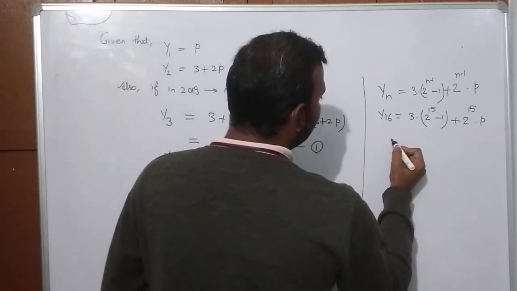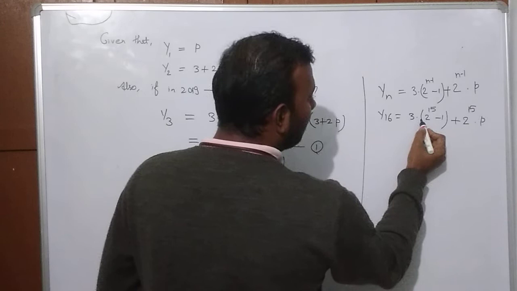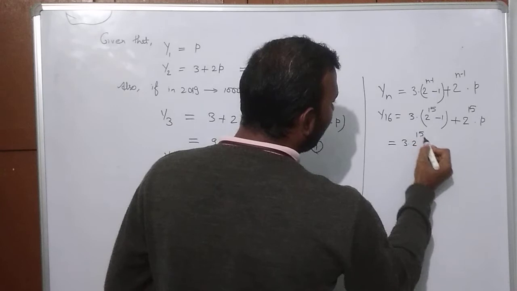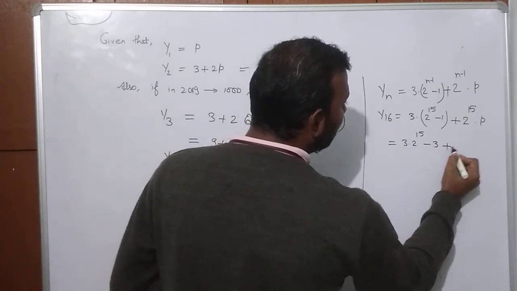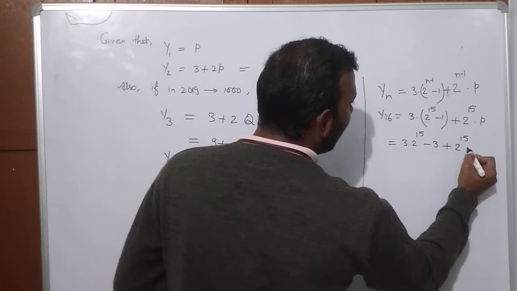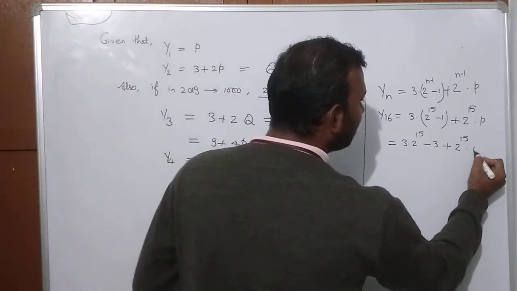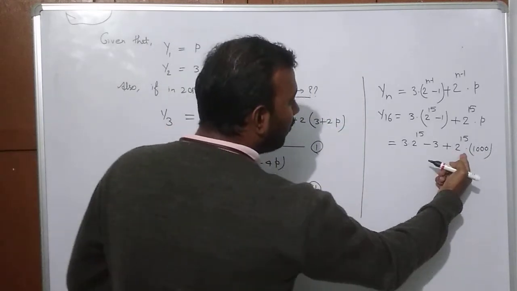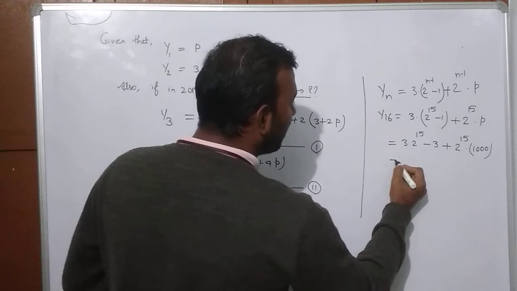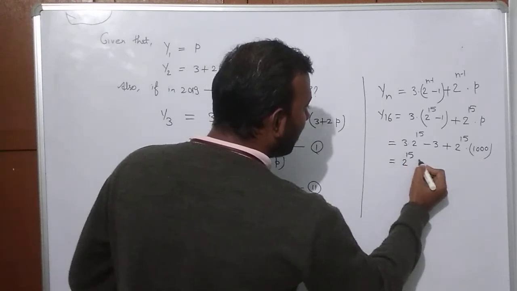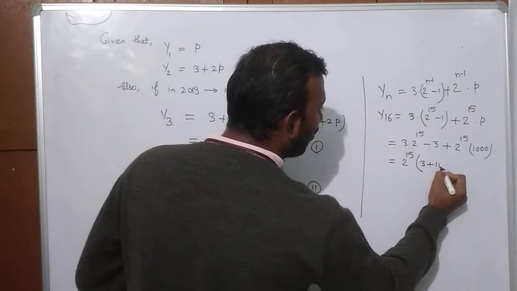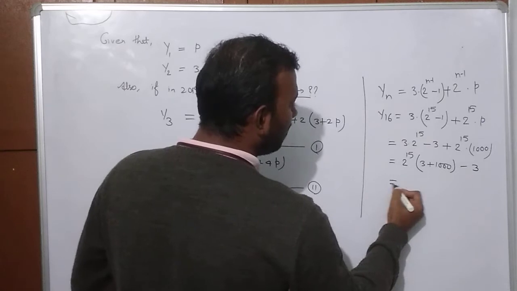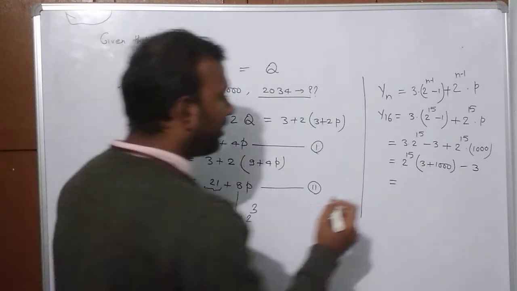So we can write 3, we can multiply it. This will be 3 into 2 power 15 minus 3 plus 2 power 15, and the value of P is 1000. Okay, we are multiplying here. Now, if you take these two terms together, 2 power 15 will be common, and we will have 3 plus 1000, and this minus 3 is remaining, so minus 3.